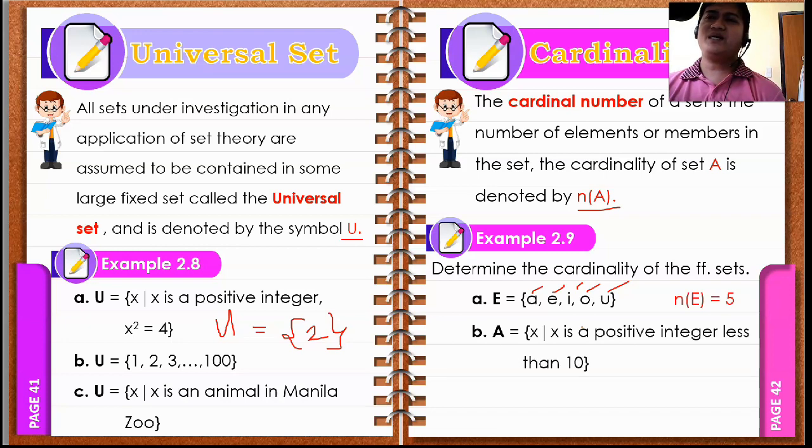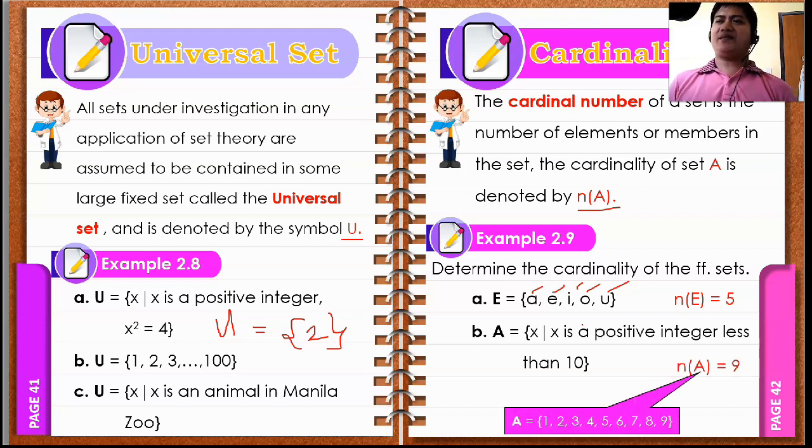Another example, we have set A is equal to the set of all x such that x is a positive integer less than 10. In this case, n(A) equals 9, because the positive integers less than 10 are 1, 2, 3, 4, 5, 6, 7, 8, 9. Therefore, there are 9 elements in set A. So the cardinality of set A is 9.